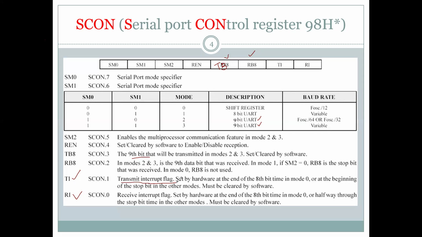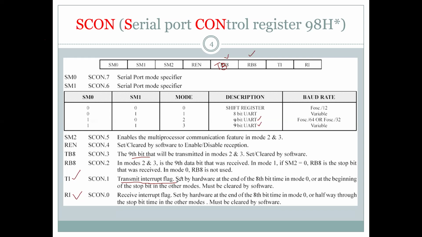Whenever the transmission of the previous byte is completed, TI will be set. If TI is set, it is an indicator to the CPU that the previous character is completed. So what does the CPU have to do? The CPU has to place the next character in SBUF. Not only that, it has to clear the transmitter interrupt flag. The CPU has to clear the TI flag, and only then will the next character transmission proceed.